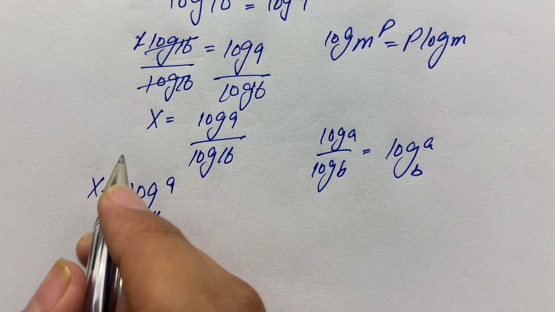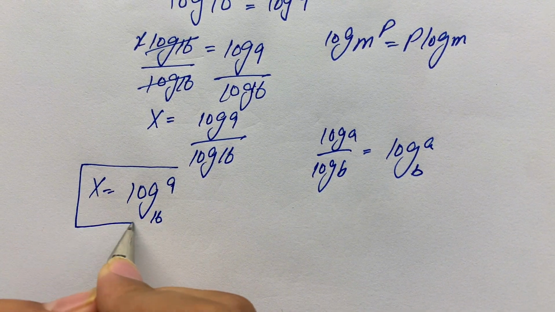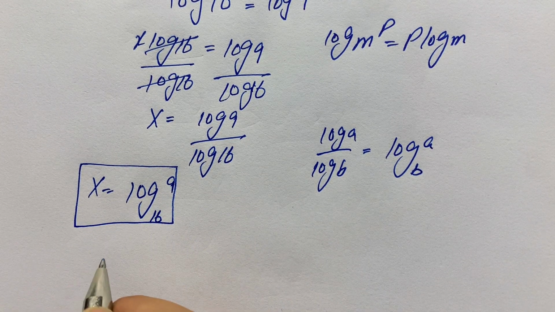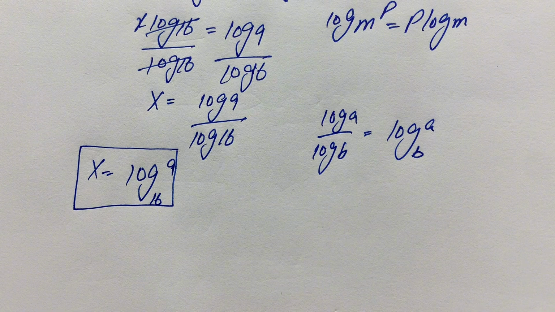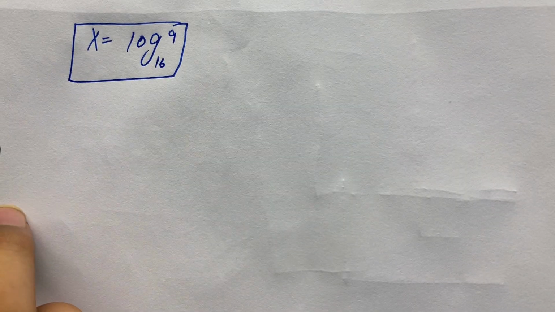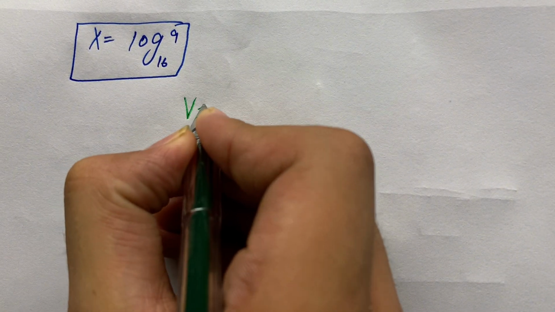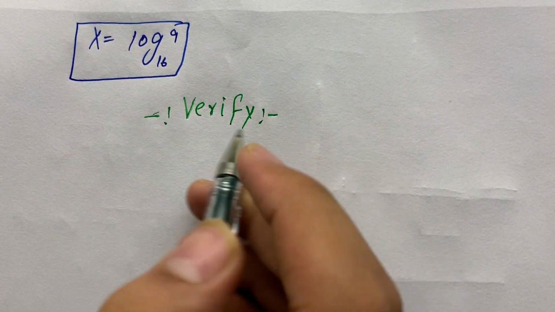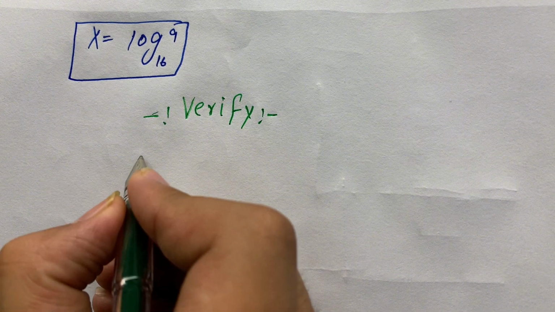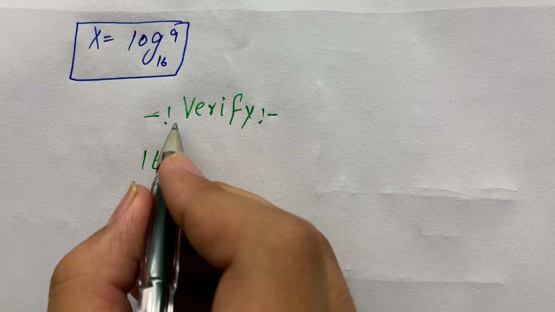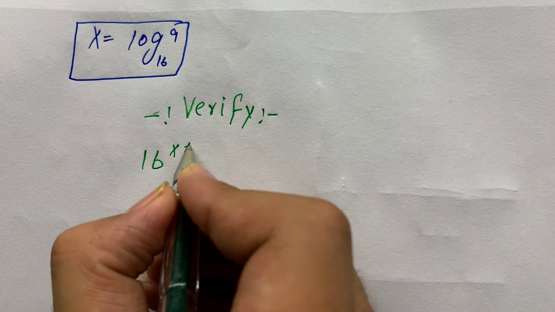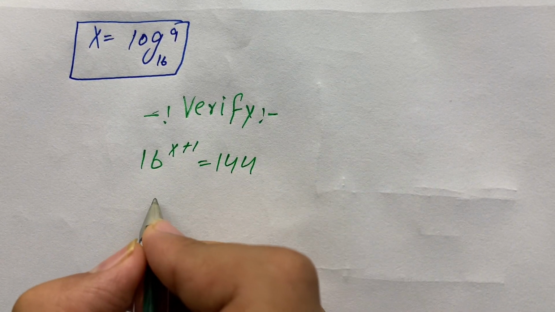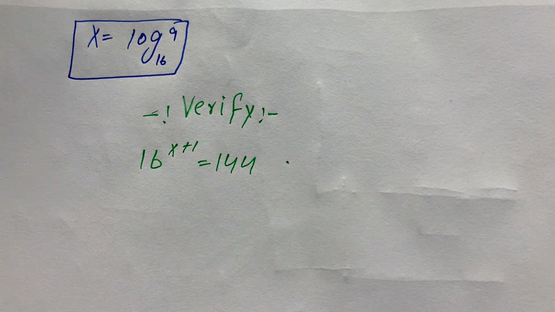And now this is our x, and now we are verifying the value of x. Now we are verifying this x in 16 to the power x plus 1 is equal to 144. This is our question, and now we are verifying this.